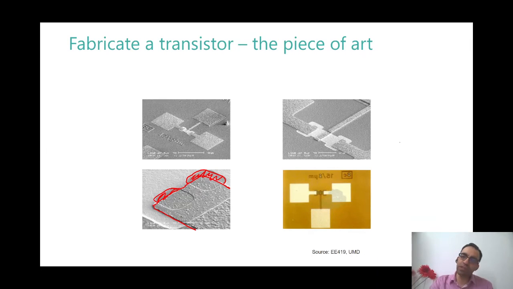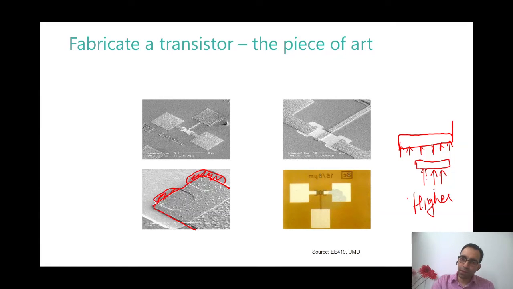Are you able to see this? You wanted this contact to be this big, but in reality, the contacted area is only this. So the current flow is now happening through a lesser area than earlier. So the resistance of this contact will be higher than what you had intended it to be. And this is just 0.5 micron technology. Today we are talking of 5 nanometer.